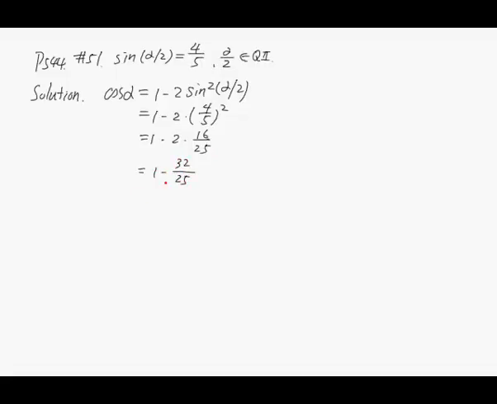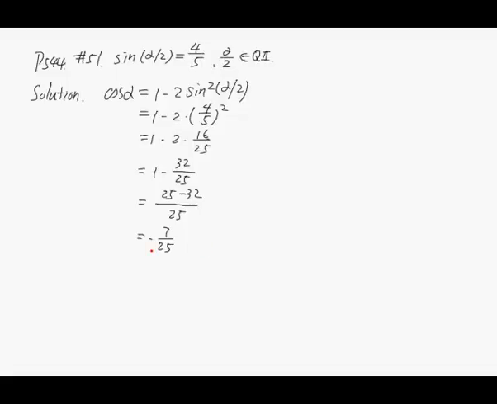And this is equal to 1 minus 32/25. And then from here, you get 25 minus 32 over 25, and this is equal to negative 7/25. And after we find the cosine alpha, we can use the fundamental identity to find the sine alpha.